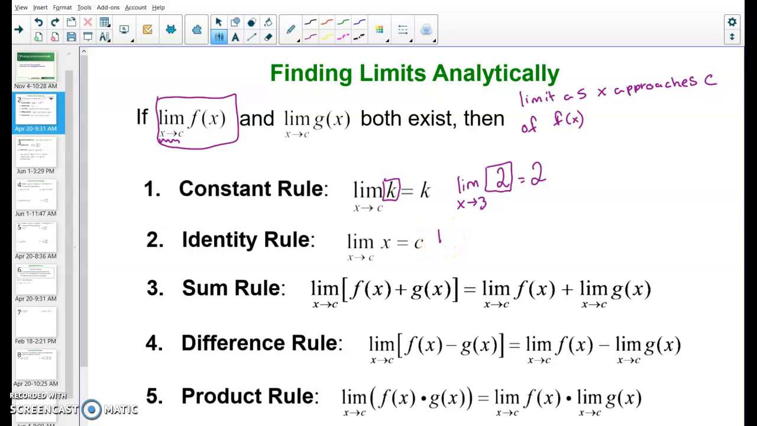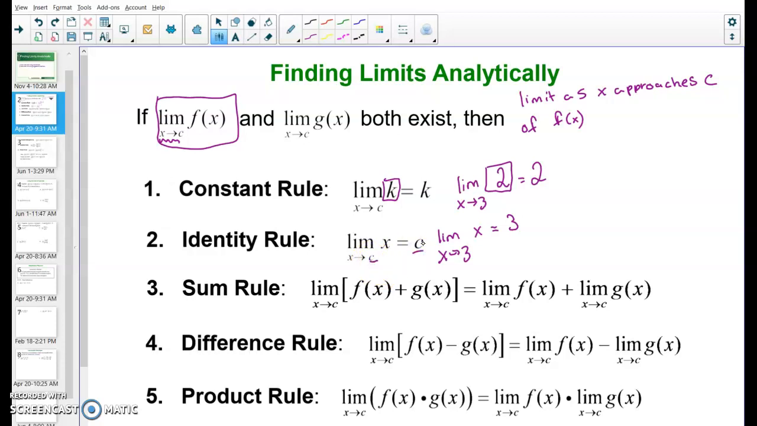Okay, kind of in a different approach, let's say we had as x approaches 3 and then your equation was simply x. Substitution, or finding it analytically, means we just plug that value 3 in for x. So if I plug 3 in for x, my solution is just going to be 3. So my constant terms will match up.